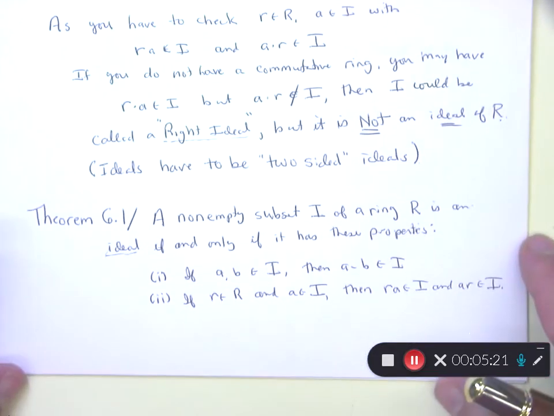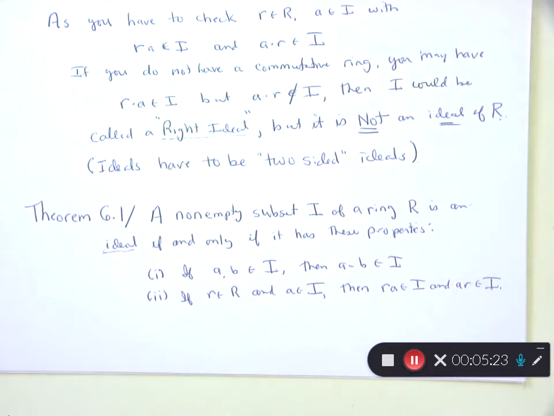So here comes your next favorite theorem. That is Theorem 6.1. Theorem 6.1 says this: a non-empty subset I of a ring R is an ideal if and only if it has these properties. 1. If A and B are elements of I, then A minus B is an element of I. And 2. If R is an element of the ring R and A is an element of I, then R times A is in I and A times R is in I.